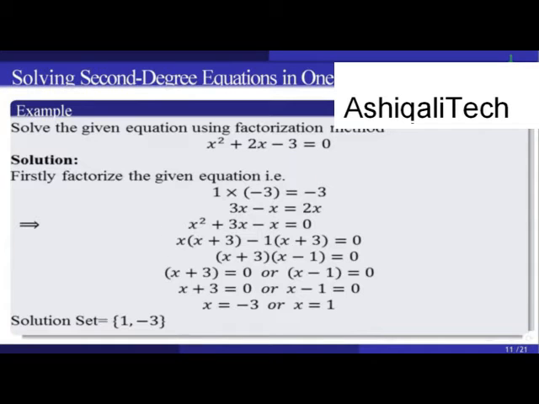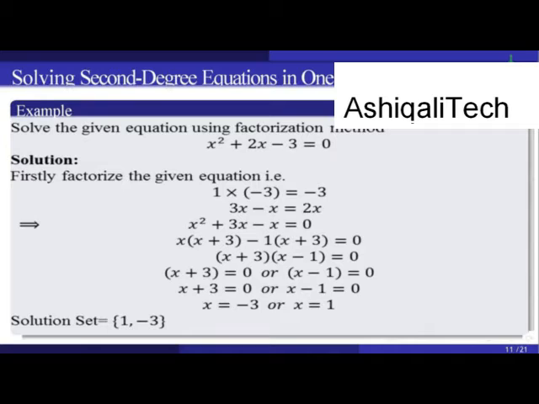Dear students, now we solve the same quadratic equation using the factorization method. First, we factorize the given equation. For this factorization method, we take the coefficients of first term and third term. So we get 1 multiplied by −3, which is equal to −3. So we divide this 2x, the middle term, into two parts such that we get 3x − x, which is 2x. So our given quadratic equation is x² + 3x − x − 3 = 0.